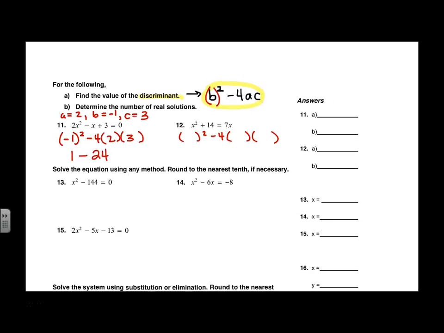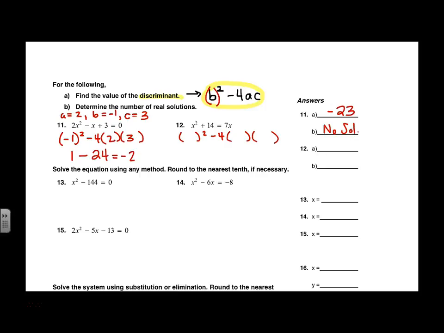So if you do 1 minus 24, the discriminant, I'll write it over here to the side, should have been negative 23. Ooh, a negative discriminant. Do you remember what happens if we have a negative under a square root? No solution. Negatives aren't allowed.